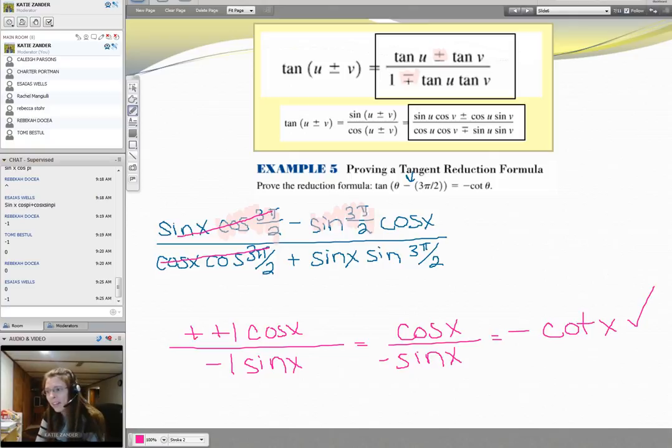So not too bad, as long as we can keep those formulas straight, right? That's going to be the tricky part. Any other questions with that? So the good news is those are the only 3 identities for the lesson. So once we get those copied down, it's just practicing from here on out.